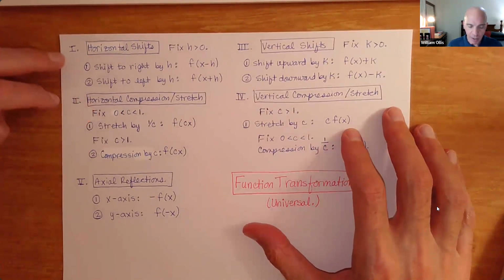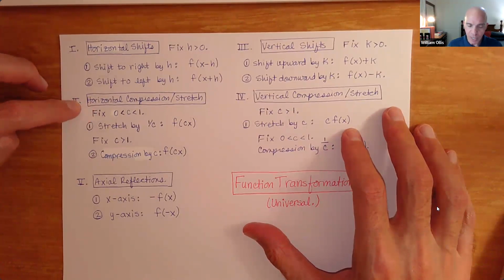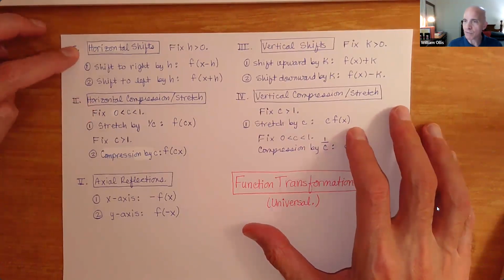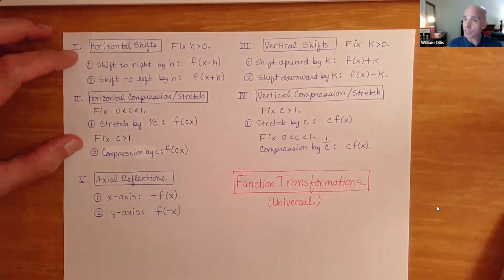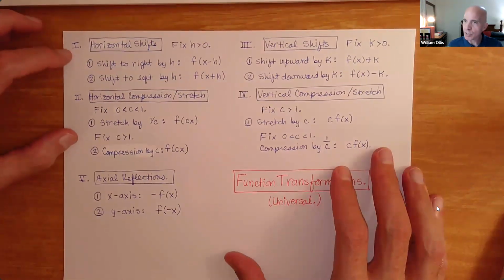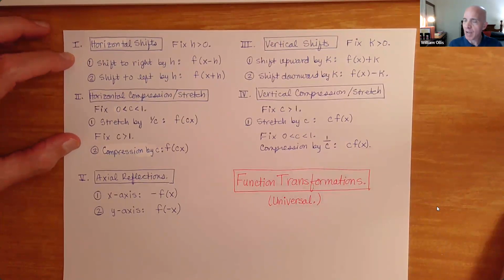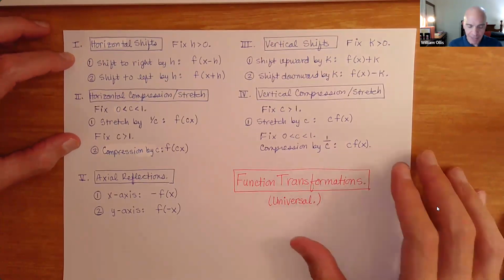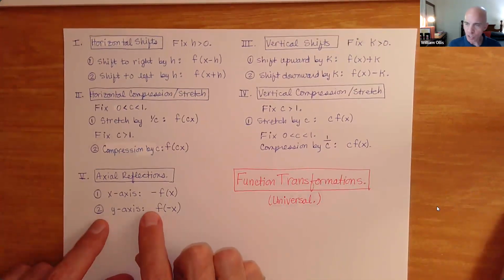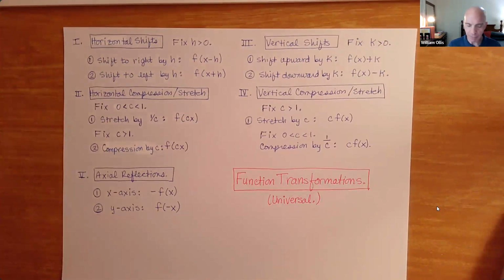Again, we think of the horizontal compression and stretch like the horizontal shifts as being counterintuitive replacements, but algebraically, they make perfect sense. Again, these are the two that you will have to spend the most time on just to make sure that you've got the concept down correctly. Now, let me go to the axial reflections, which are kind of in the middle.